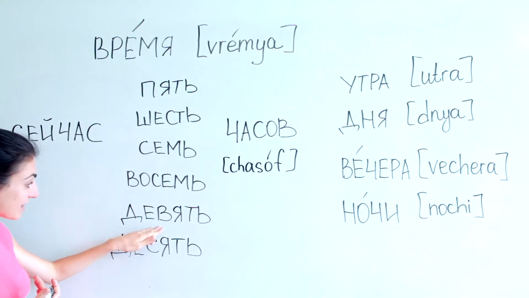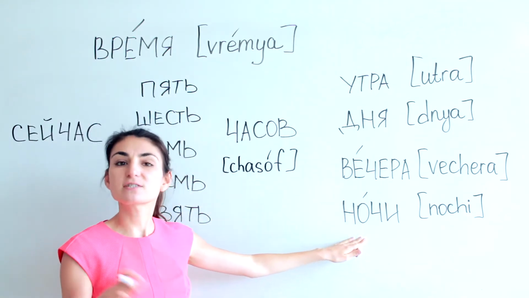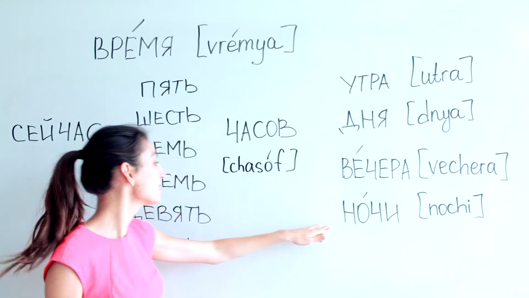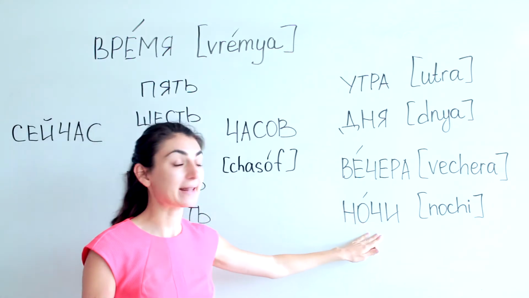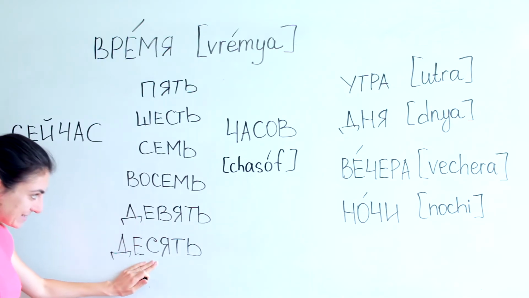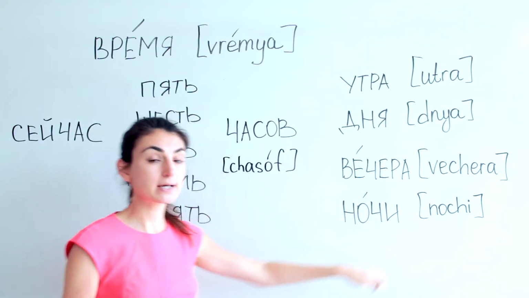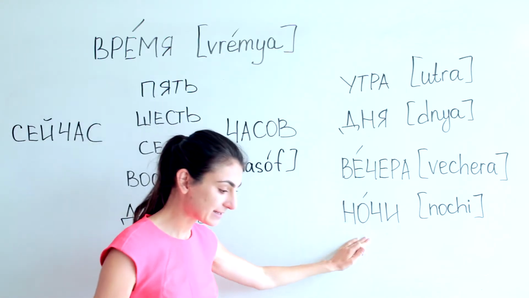Сейчас 9 часов ночи. For some people it's evening, for some people it's night. I go to bed at 10, so for me 9, 10 is already night. So, now it is 9 o'clock at night. Or сейчас 10 часов ночи. Alright, so now it is 10 o'clock at night.